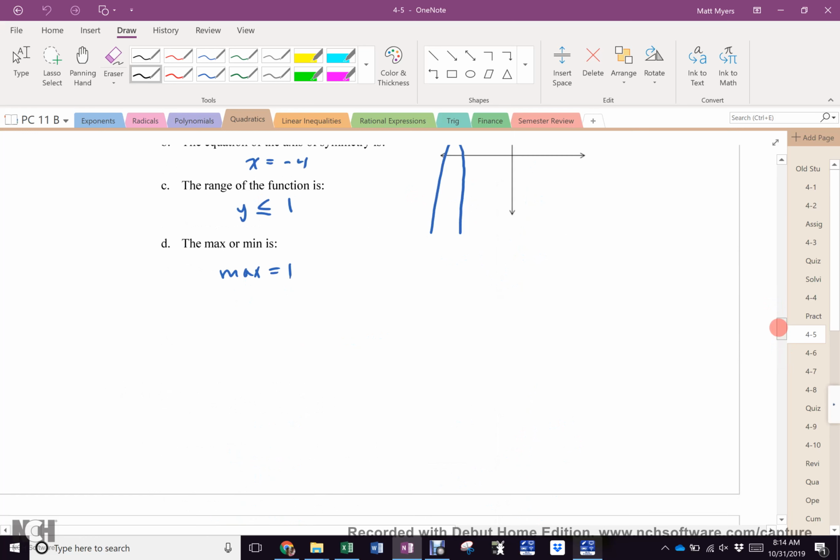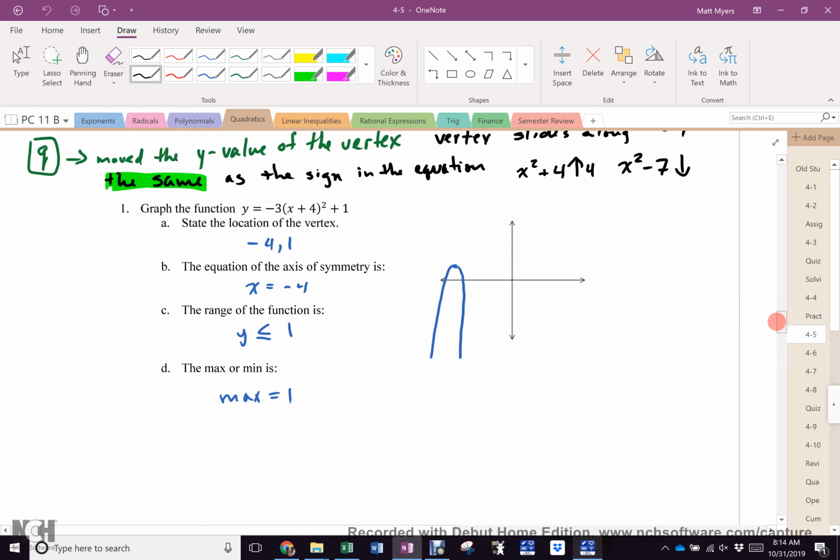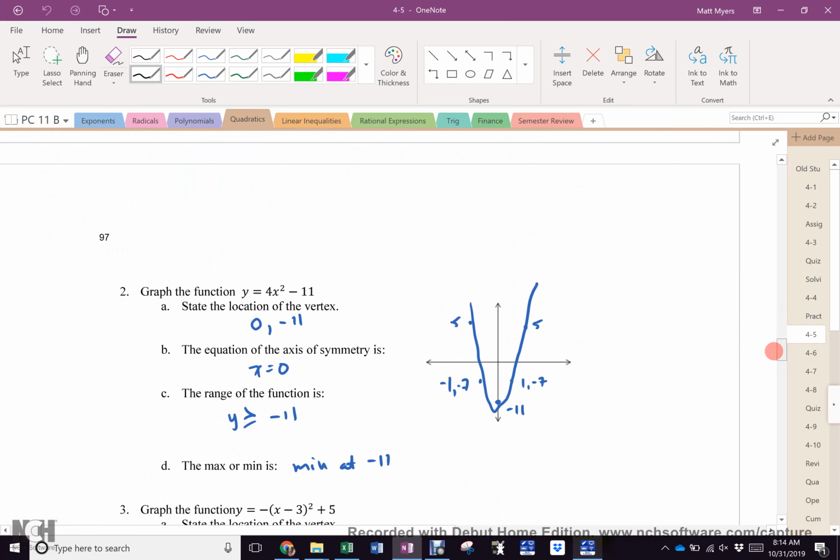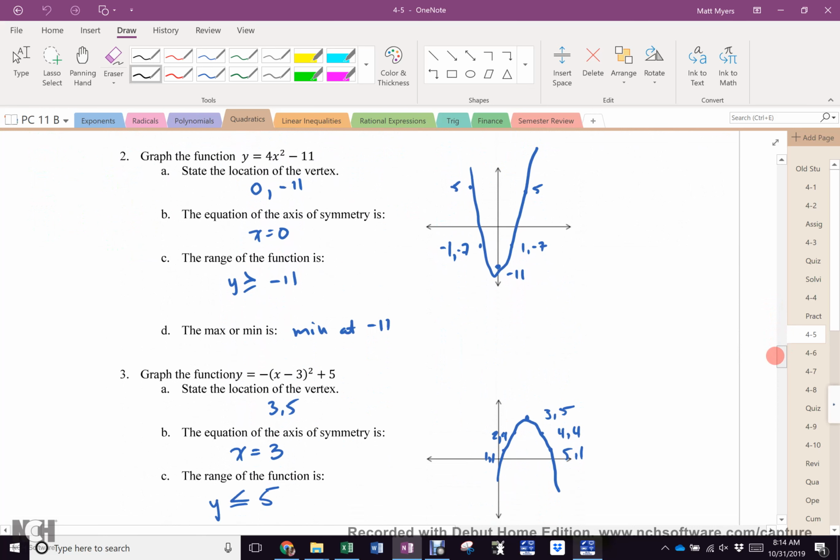I got you to there, which was for you people 102, I believe. There is number 2. Check your work. Make sure you have done it correctly.